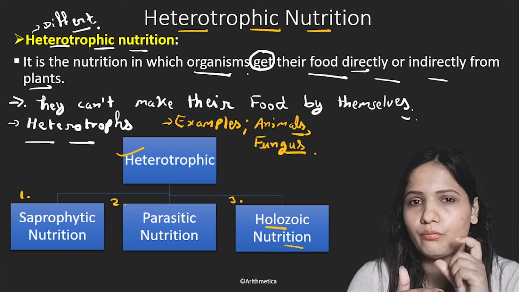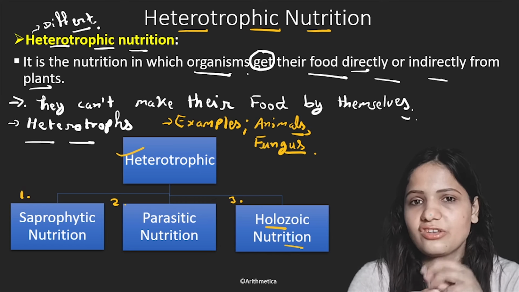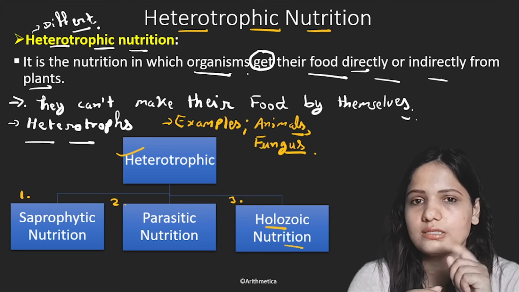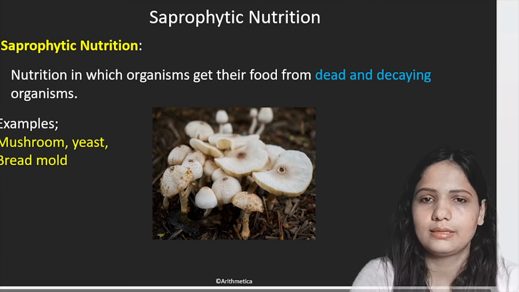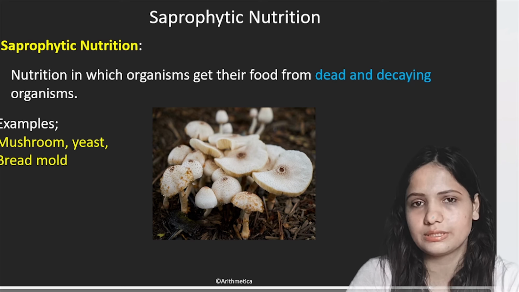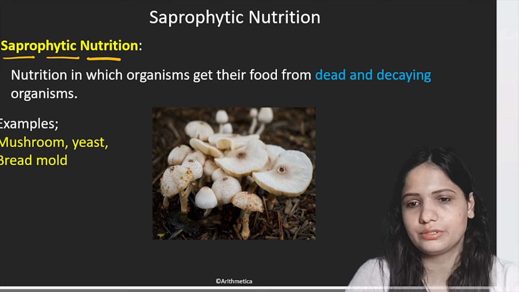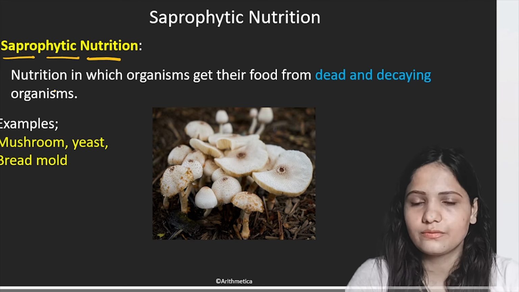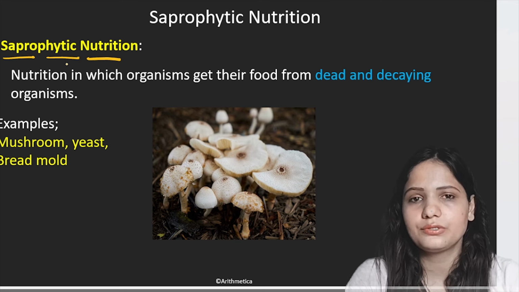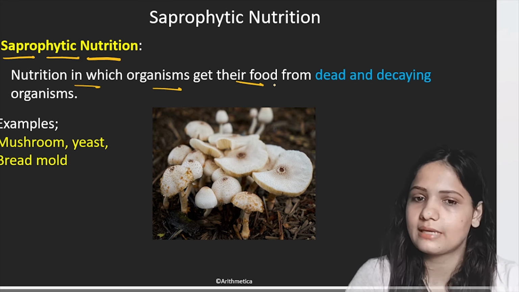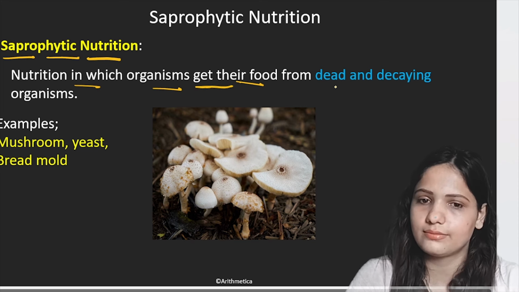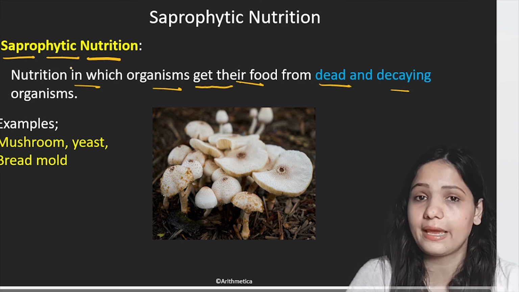And the mode of heterotrophic nutrition is divided into three types. First is saprophytic nutrition, second is parasitic nutrition, then we have holozoic nutrition. Let's see the saprophytic mode of nutrition. In saprophytic nutrition, we have this definition first. If we look at the saprophytic nutrition definition, it is nutrition in which organisms get their food from dead and decaying organisms.